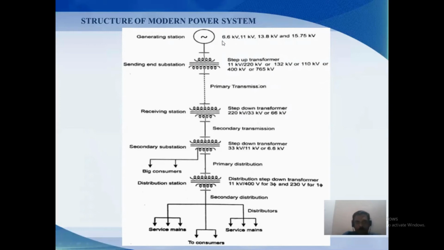The 11 kilovolt is immediately stepped up by using a step up transformer. The step up transformer is installed in the sending end substation. The step up transformer steps up the 11 kilovolt into higher voltages. The higher voltages are, for example, 33 kilovolt or 66 kilovolt, 132 kilovolt or 110 kilovolt, 400 kilovolt or higher, very high voltage 765 kilovolt, or extra high voltages, that is 1000 kilovolts or higher.